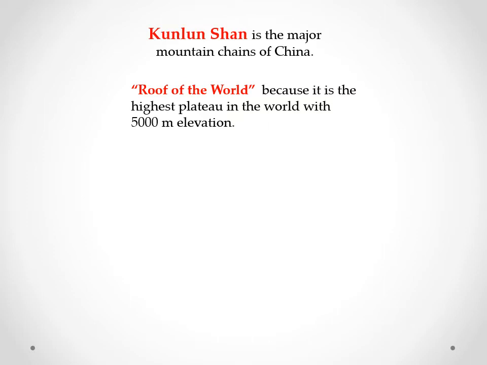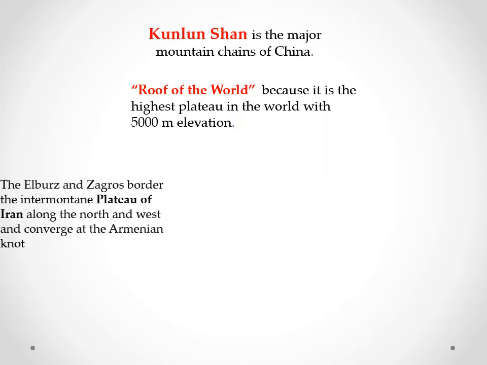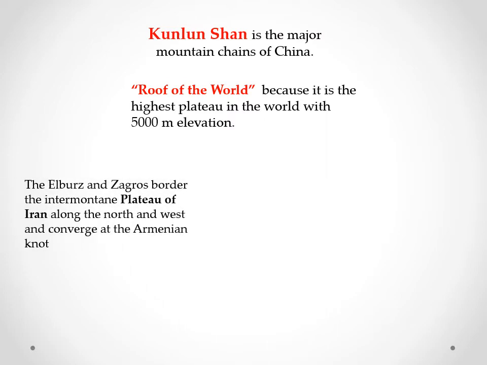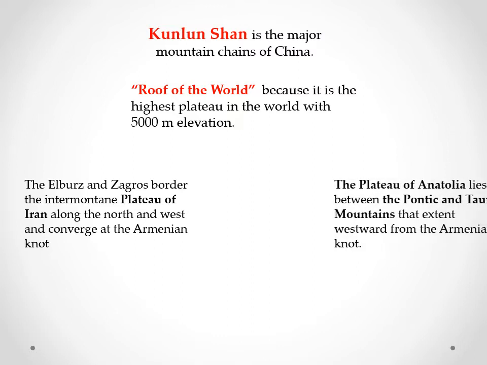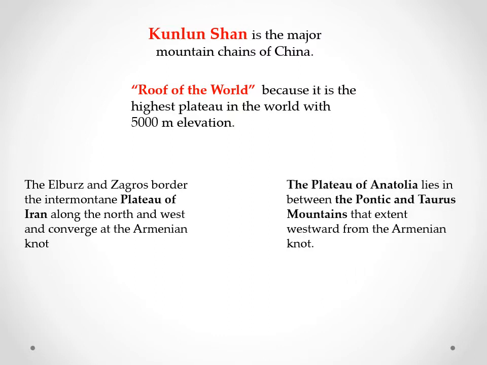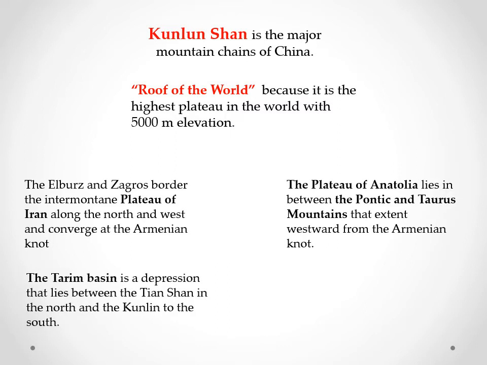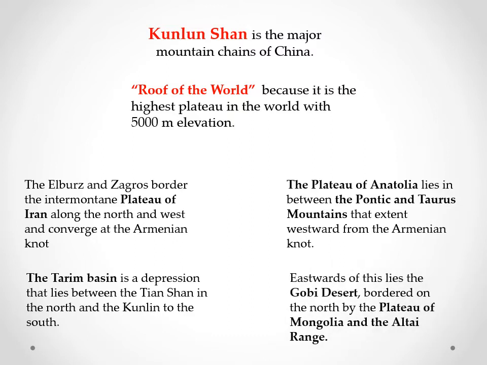The Elburz and Zagros border the intermontane plateau of Iran along the north and west, and converge at the Armenian Knot. The Plateau of Anatolia lies in between the Pontic and the Taurus mountains that extend westwards from the Armenian Knot. The Tarim Basin is a depression that lies between the Tian Shan in the north and Kunlun to the south. Eastwards of this lies the Gobi Desert, bordered on the north by the Plateau of Mongolia and the Altai Range.